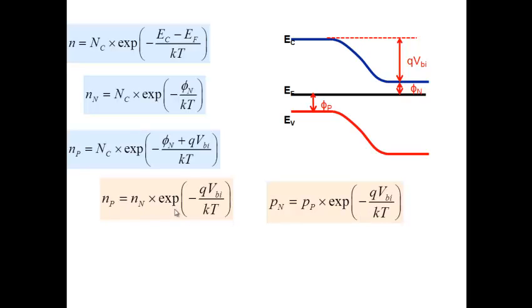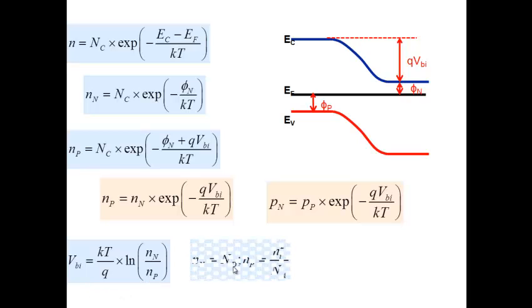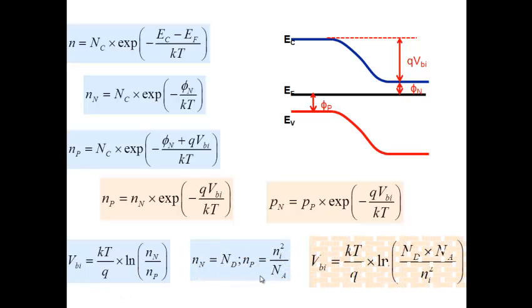So if I look at this one, I can write now VBI is equal to KT by Q ln electron density in N region divided by electron density in P region here. So we obtain an expression for VBI. What is the electron density in N region? It is ND. And what is the electron density in P region? Ni square over Na. And therefore we substitute it here, and we get the same expression for VBI.